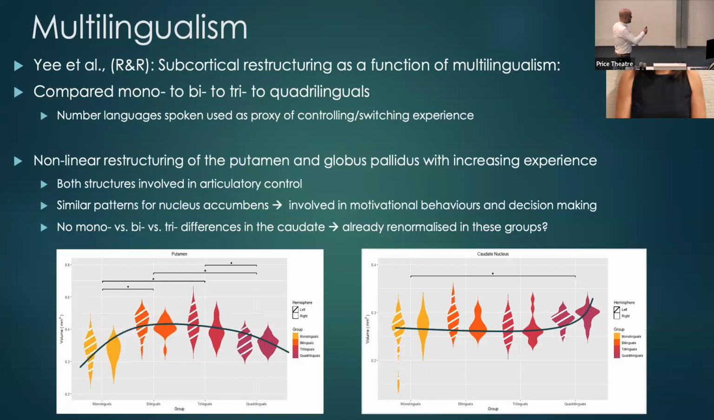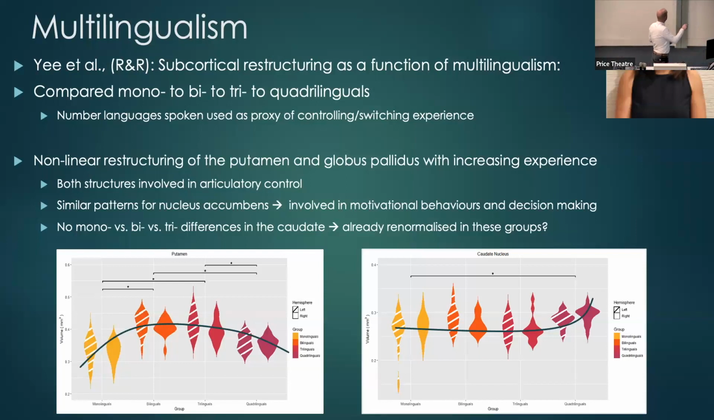So what you see here is the volumes of the putamen, left and right hemisphere, for monolinguals, bilinguals, trilinguals, and quadrilinguals. And we find a non-linear effect. So the putamen gets bigger as you learn languages, but when you speak many languages, 4 in this case, it gets smaller again. Similar effects for the globus pallidus, and both structures are involved in articulatory control. Yeah, so you control which languages you produce each time.